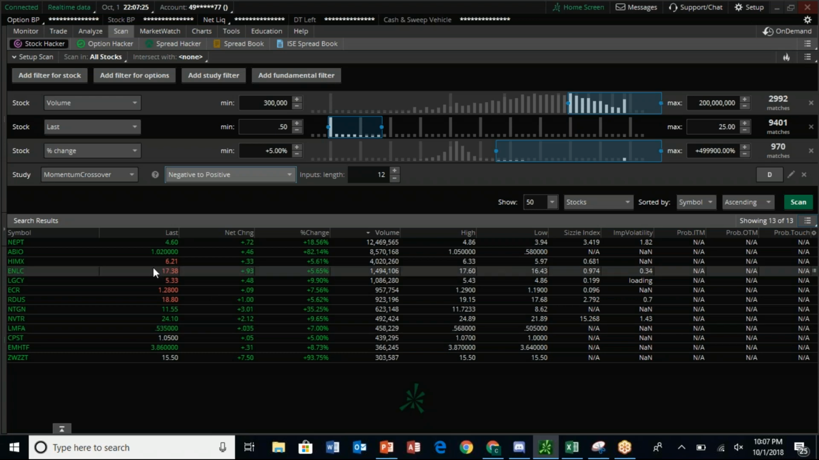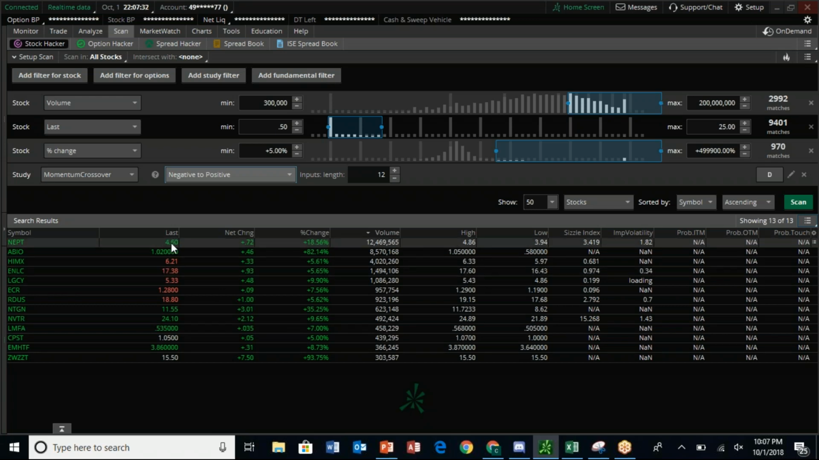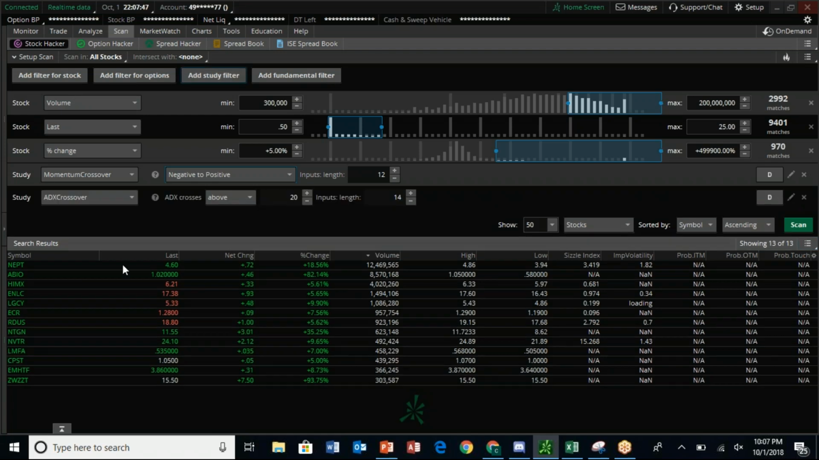So there is building momentum over the last 12 days. And so maybe this is good for swing stocks, or maybe this is good for trying to find stocks before the breakout. NEPT, we saw make the big moves today. So it's going to show up from the negative to positive, because before today, before it had that big parabolic move, it was probably in negative momentum. It was probably in a downtrend. And so this is some of the things you can do with that flexibility. I could actually add another study filter to that too.